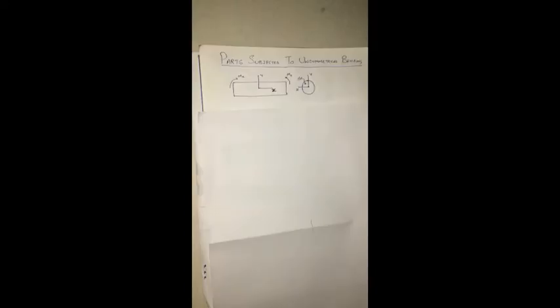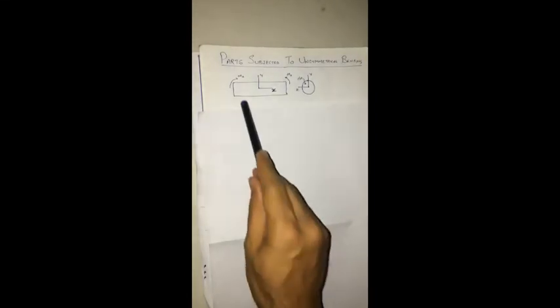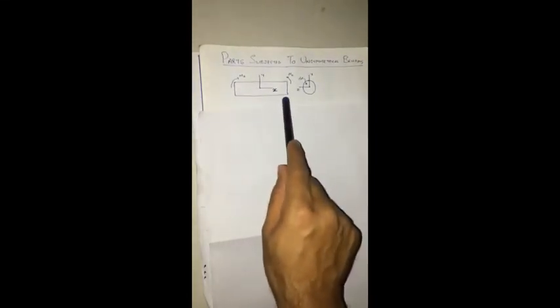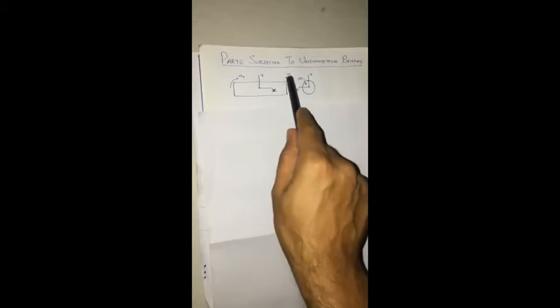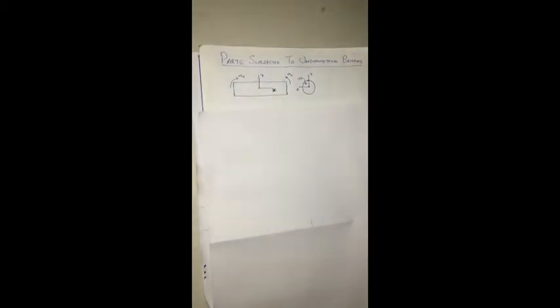Hello everyone. So let's talk about the next topic of chapter 4, that is parts subjected to unsymmetrical bending. So first let's understand the process of bending in a symmetric beam. So this is a beam. It is in XY plane. The length of beam is along the x-axis and this shows the cross section. So this is the XY plane and moment is acting about z-axis.